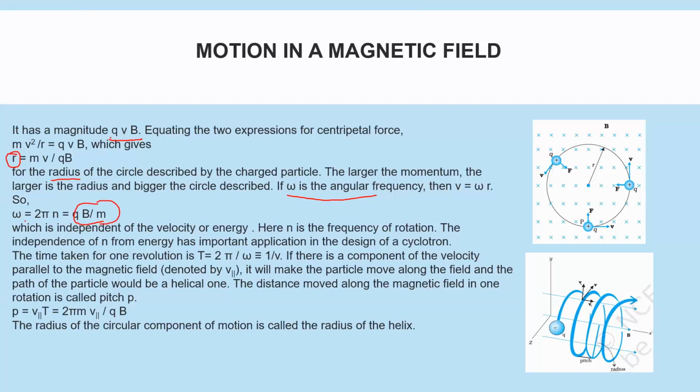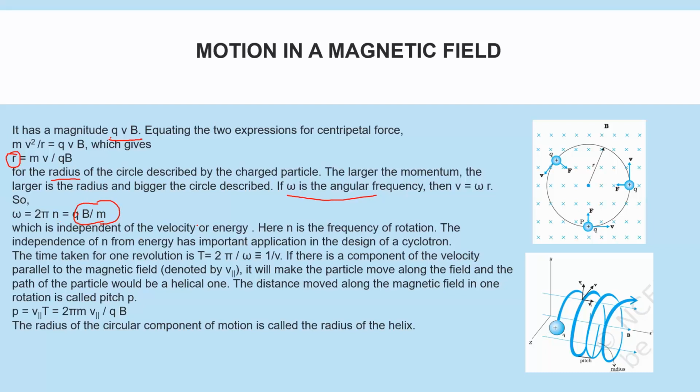Okay, so you can see that the angular frequency is independent of the velocity or the energy, but it is dependent on the charge of the particle, the magnetic field which is acting on this particle, and the mass of the particle.